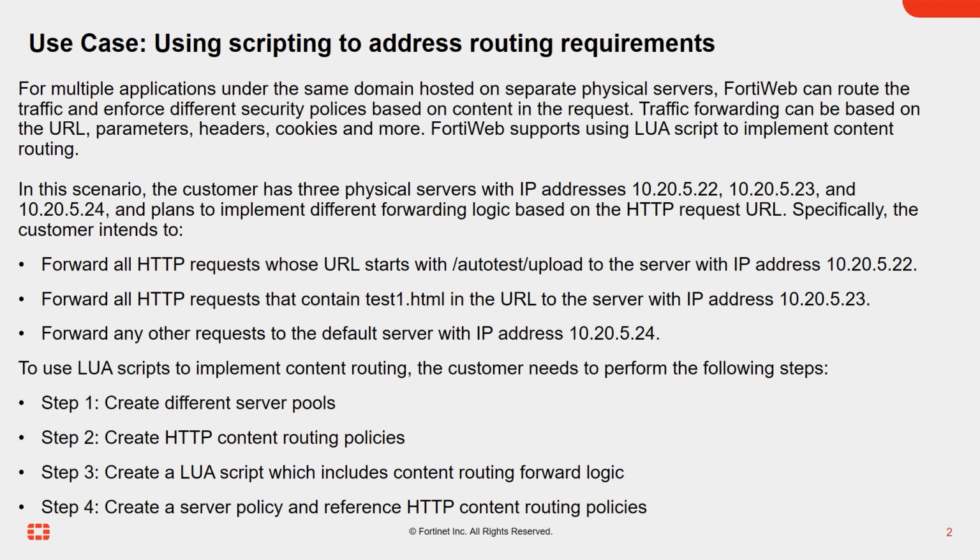In this scenario, the customer has 3 physical servers with IP addresses 22, 23, and 24. They plan to implement different forwarding logic based on the HTTP request URL. In this example, we will use scripts in content routing policies to achieve this goal.